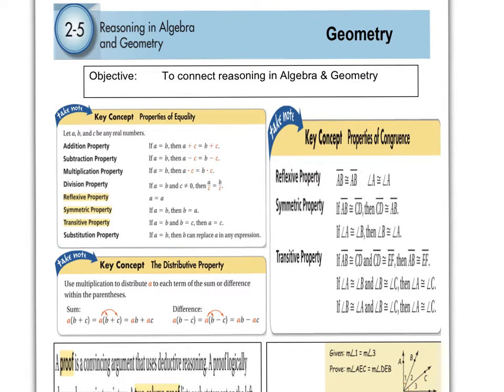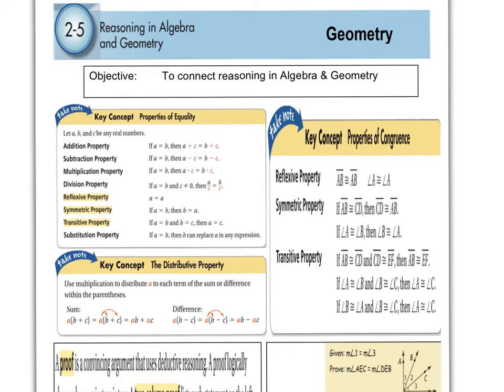This is the introduction to section 2.5, part 1. And in part 1, we're talking about reasoning in algebra and geometry. Okay, so our objective here, we're going to connect reasoning in algebra and geometry. We're going to take algebra and geometry, we're going to put them together.